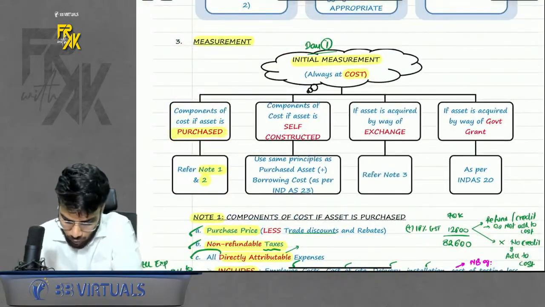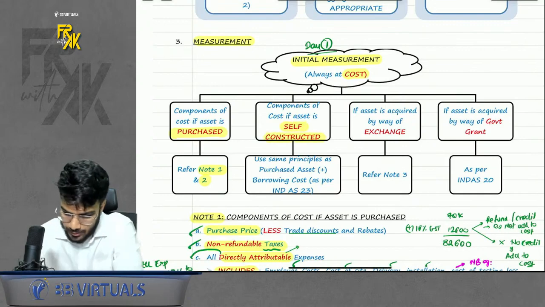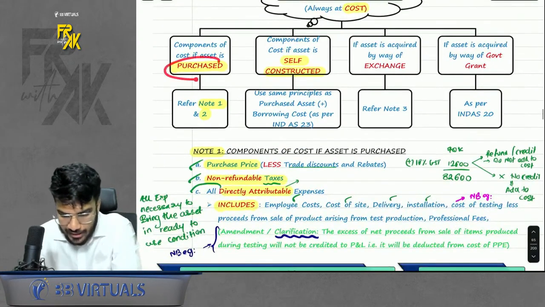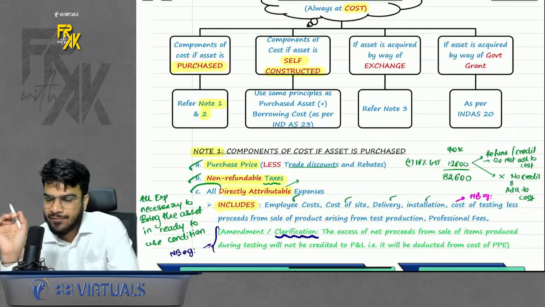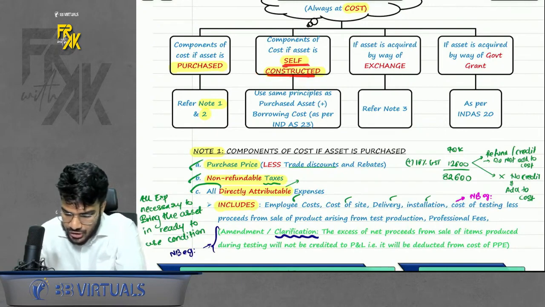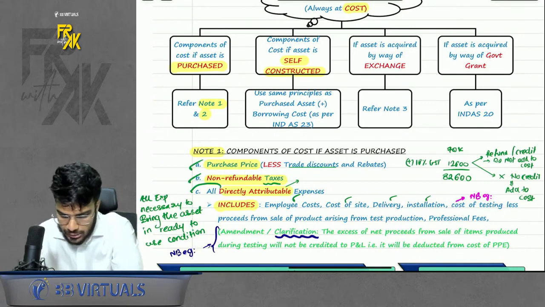Done. Now, what if you self-construct an asset? What if you decide to self-construct the asset? What is the meaning of this point? It means you have two options. You can purchase the asset from the market, or you can construct it on your own. So if you are constructing the asset, the same principles which we discussed in note number 1 and 2 are applicable. They also say the same thing: use the same principles as that of a purchased asset.